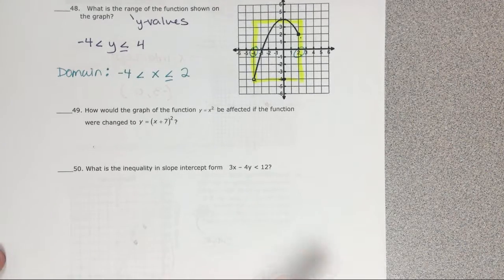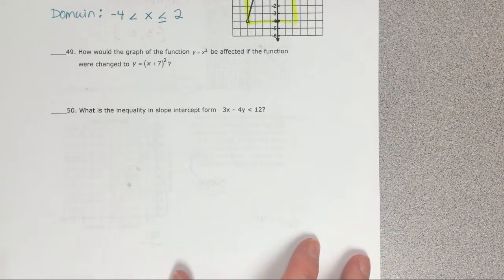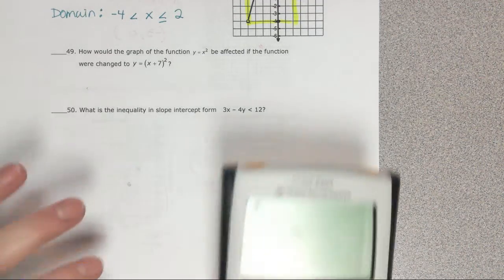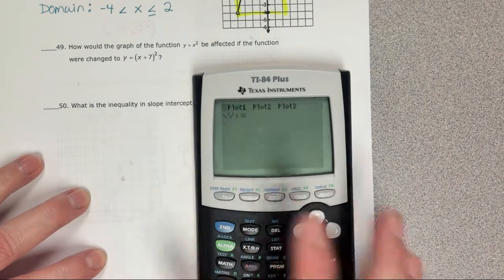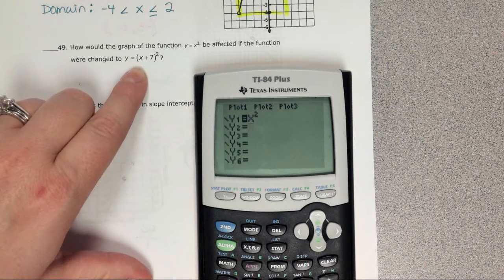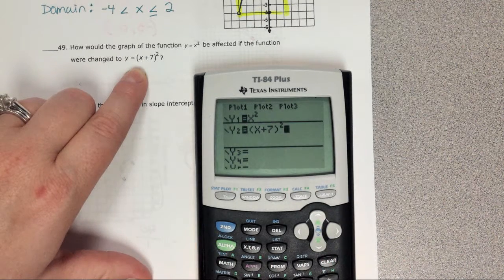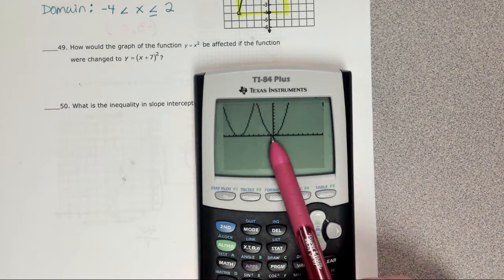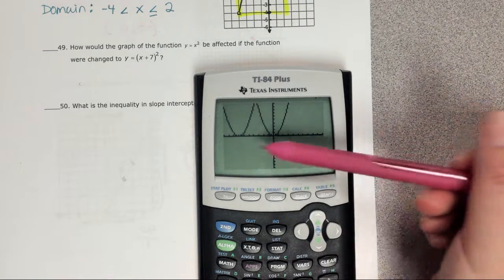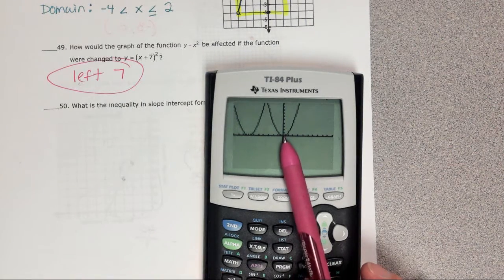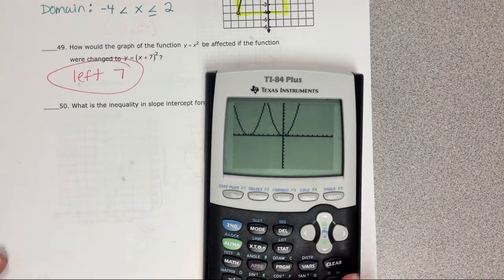All right. Talking about transformations again, how would the graph of the function be affected? So guys, we are going to use our fancy calculator because that is the best way to look at transformations. Go to y equals, type in your original, x squared. Come down here and type in your new one, y2, parentheses x plus 7 squared. And now I'm going to hit the graph button. Follow your vertex. There's my original, there's my new. Well, which way did it go? It went to the left 7 units. That's all you need to do. Follow your vertex. It went to the left. That's it.